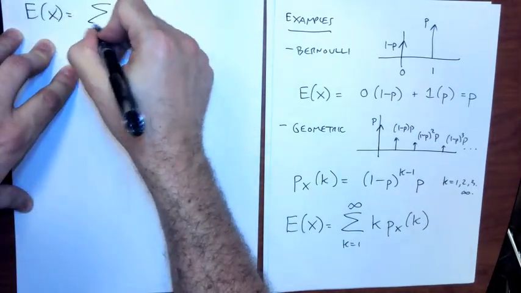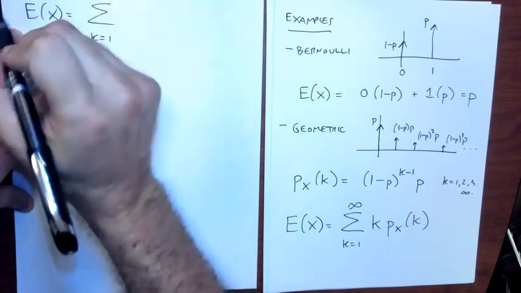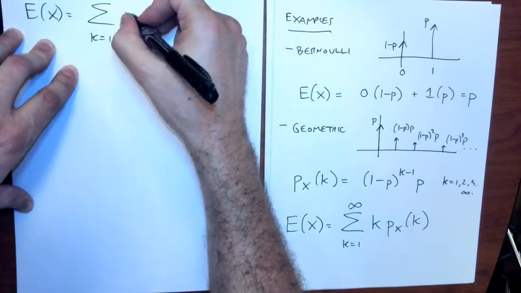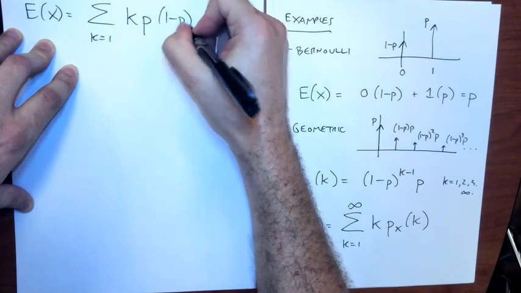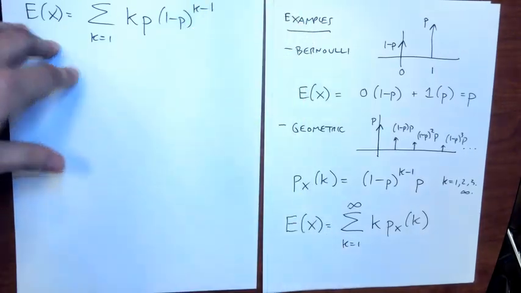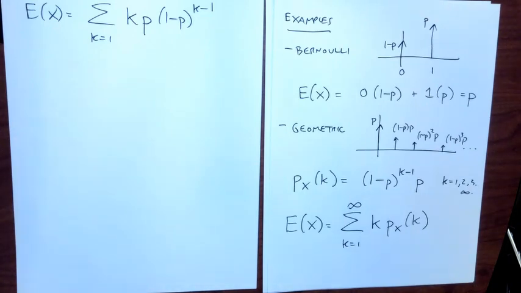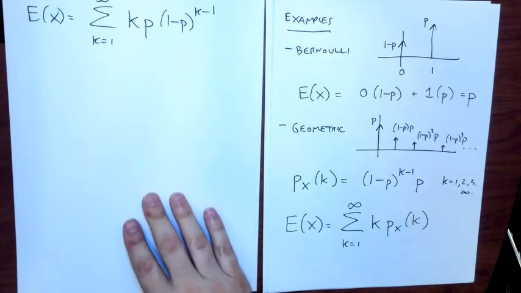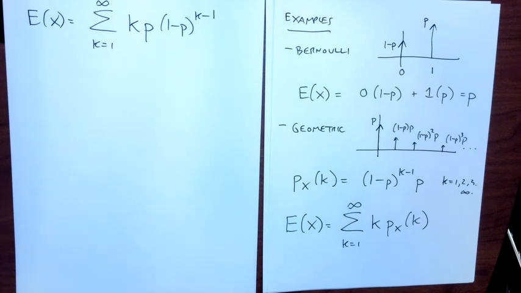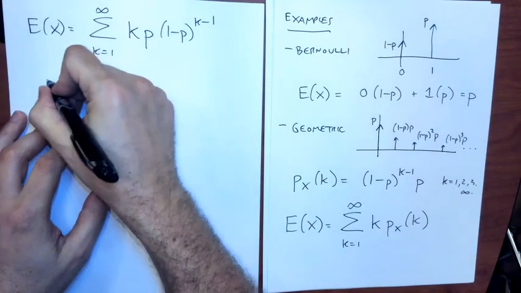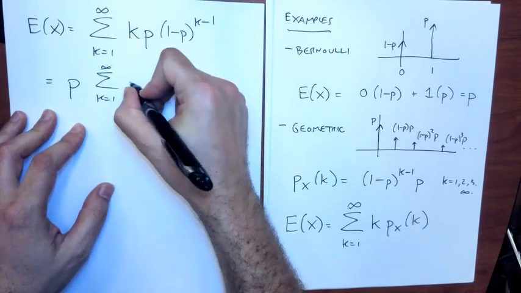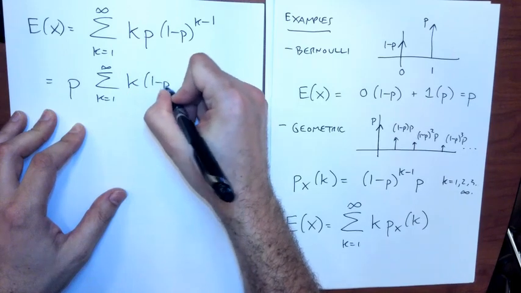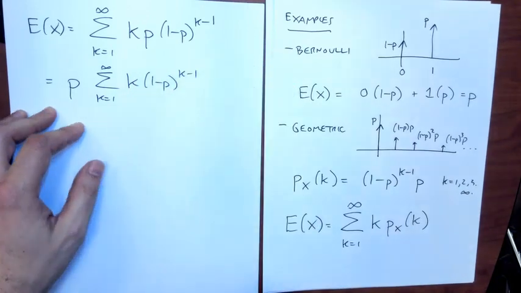It's going to be the sum from 1 to infinity of k times p times (1 minus p) to the k minus 1. Now that looks like a mess. But let's find out how we can simplify this, okay? So I can take the p out. So I've got k times some number to the k minus 1.